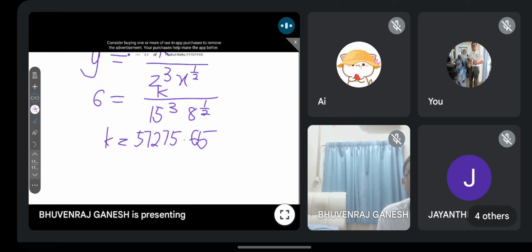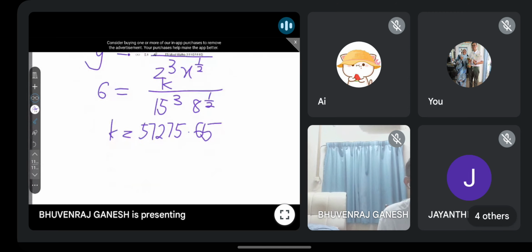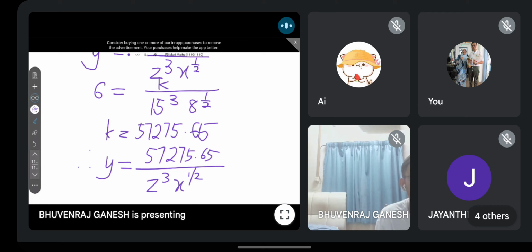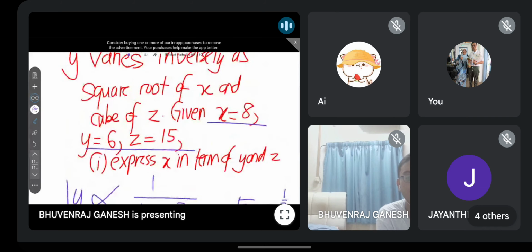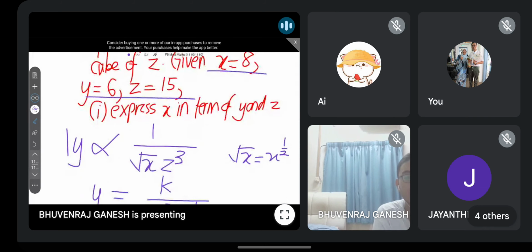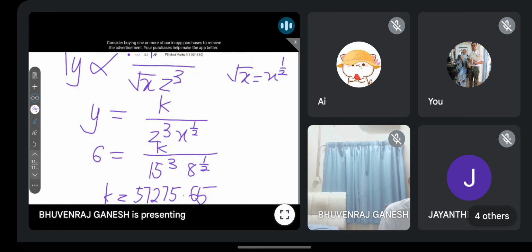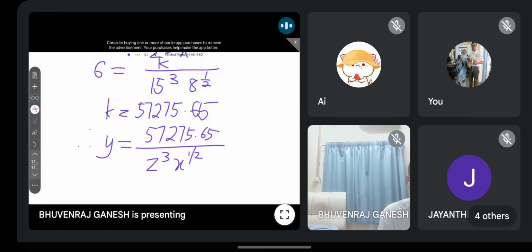Okay, so then after you get this value, selepas dapat nilai ni, make sure you write back the equation with the k value you found. Okay, you will get this one. Okay, so now, guys, have I answered the question already? Adakah saya sudah jawab soalan? Yes or no? Not yet. Okay, remember, look back at the question. They ask you to express x in terms of y and z. Ungkapkan x dalam sebutan y dan z.